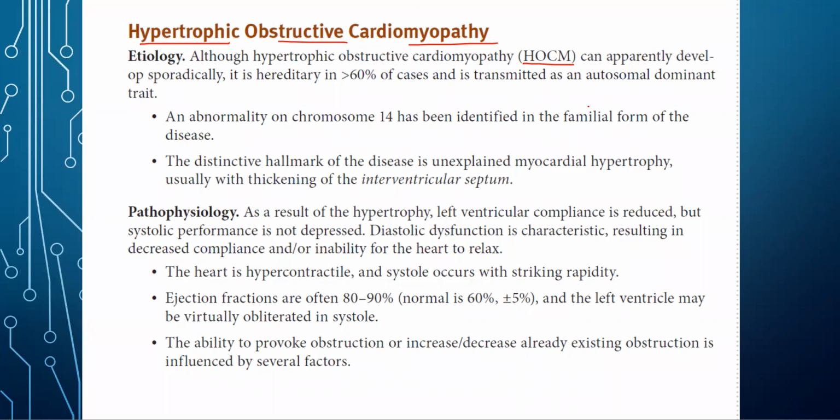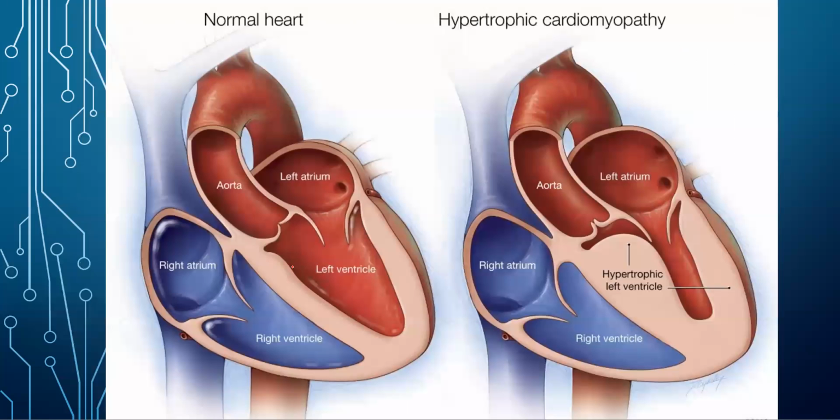So HOCM, sometimes it can be hereditary in 60% cases, which is autosomal dominant in nature. The main feature of this cardiomyopathy is that the myocardium, especially the interventricular septum, gets thickened. If you look at the picture, this is the interventricular septum between two ventricles.